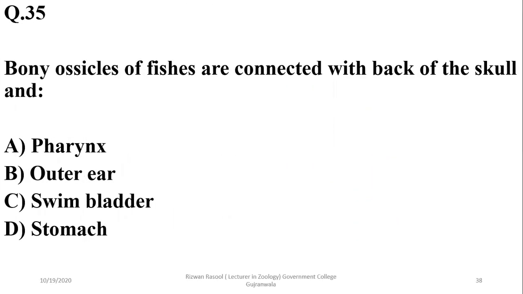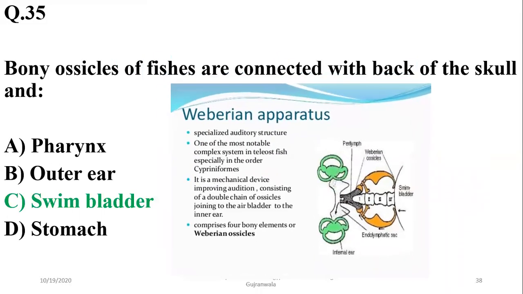Bony ossicles of fishes, they are connected with back of the skull and swim bladder. It is known as Weberian apparatus, and it is a specialized auditory structure which connects back of the skull with swim bladder.